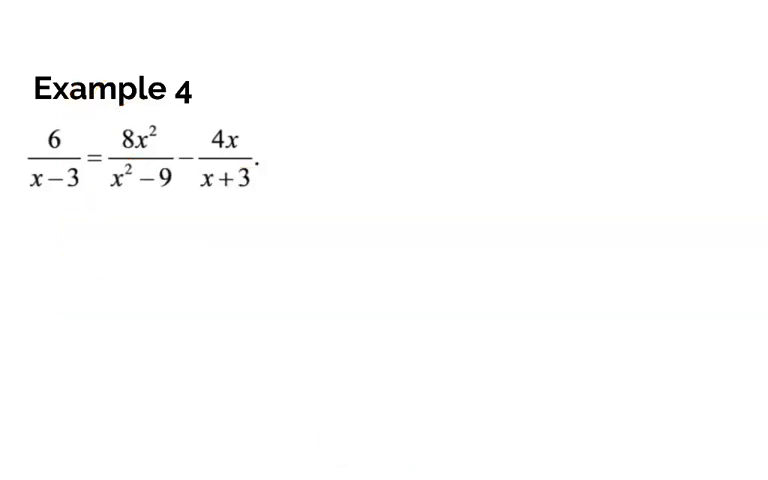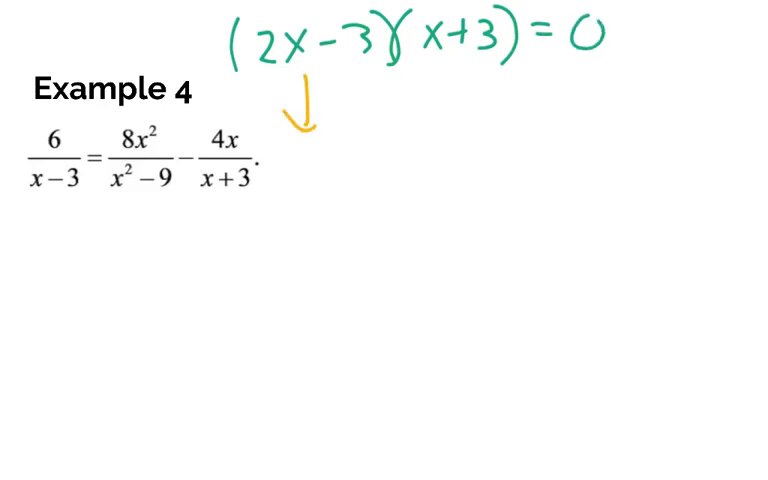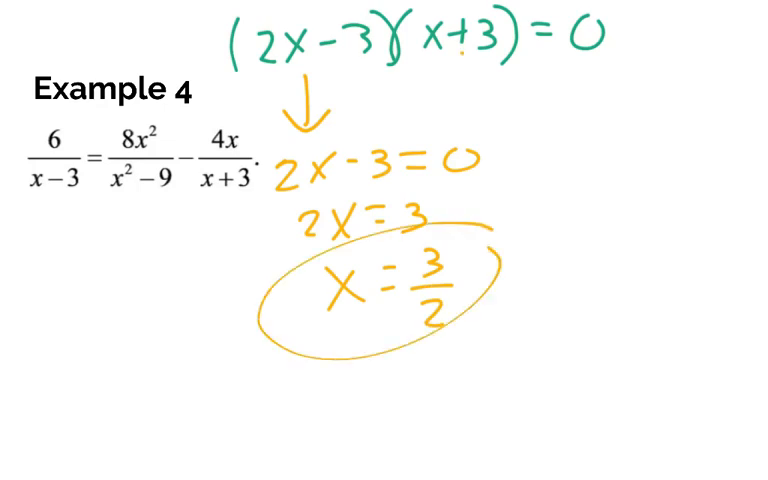All right, so I left off with 2x minus 3 times x plus 3 equals 0. So we need to set each factor equal to 0. It might actually be easier if we solve it. So add 3 to both sides and then divide by 2. Okay, and then for this one, it's easy to just eyeball it. X equals negative 3.